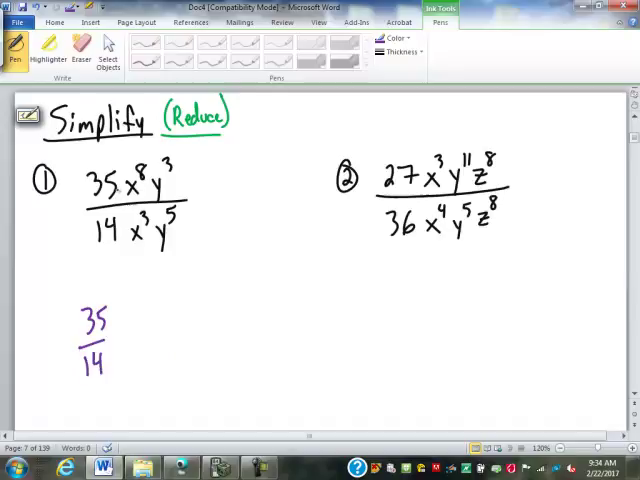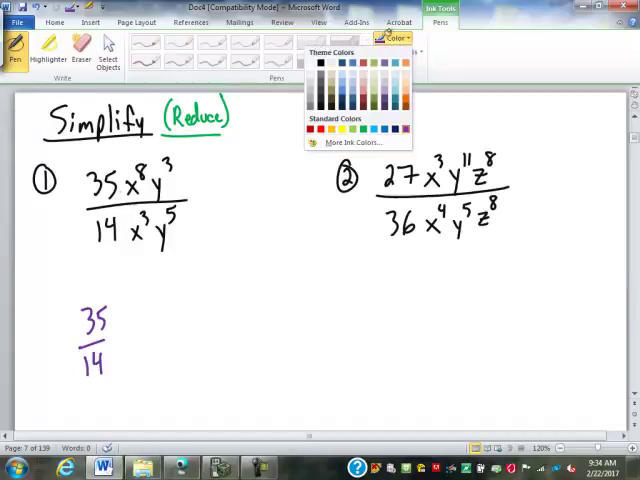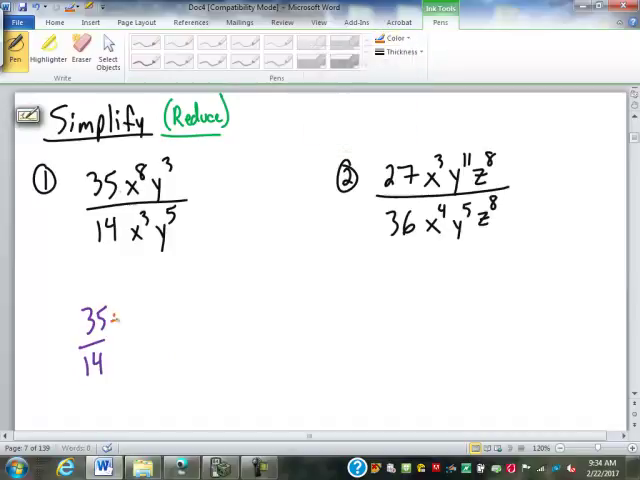Here we've got 35 over 14. Both of those can be divided by what number? 7. So what's 35 divided by 7? 5. And 14 divided by 7 is 2. Do we change that into 2.5?